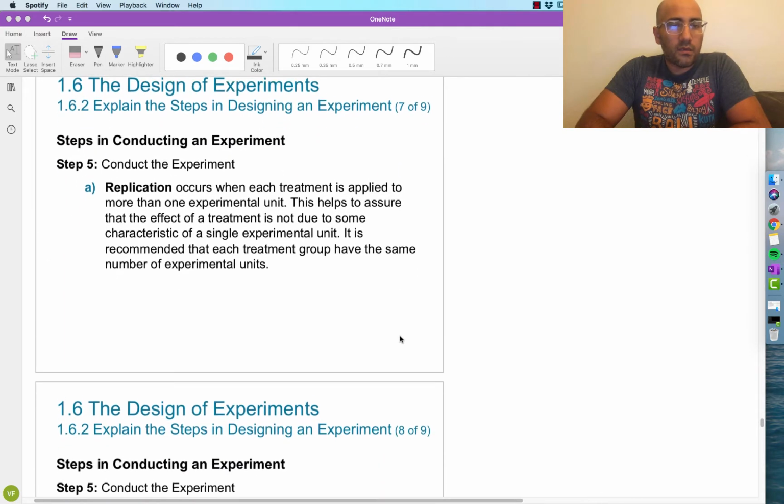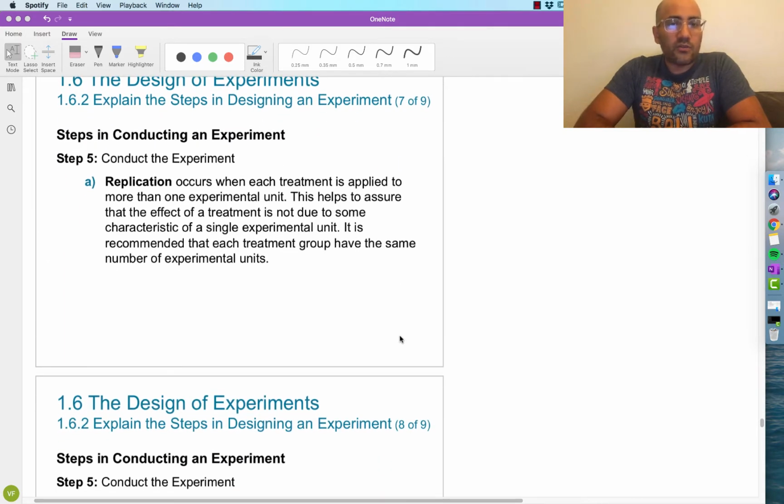Okay. Replication occurs when each treatment is applied to more than one experimental unit. This helps to assure that the effect of the treatment is not due to some characteristic of a single experimental unit. It is recommended that each treatment group have the same number of experimental units.